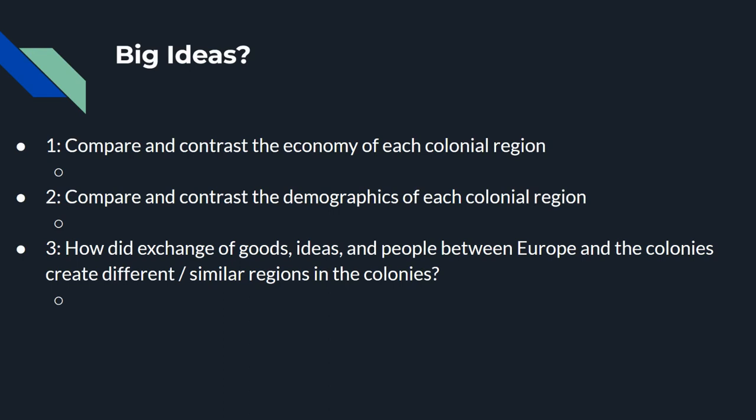And the third, and this is a really tough one, but it's a really important one to know. So take some time with this third one. How did the exchange of goods, ideas like the Enlightenment, and people between Europe and the colonies create different and similar regions in the colonies? This is a very tough question to answer, but it's a really important one to be able to do. We want to think about how these colonies are being created. What's different about them? What's similar about them? And how they're being created in this way because of this exchange of goods, ideas, and people. So take some time to really think about this one and give some examples.